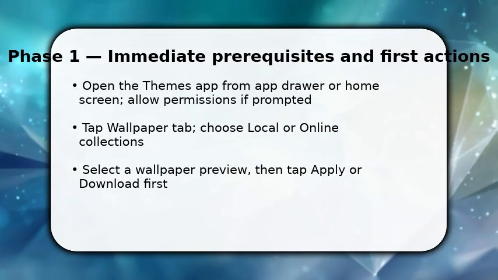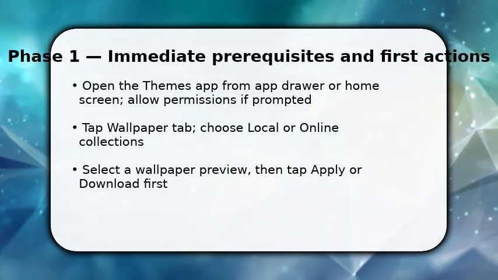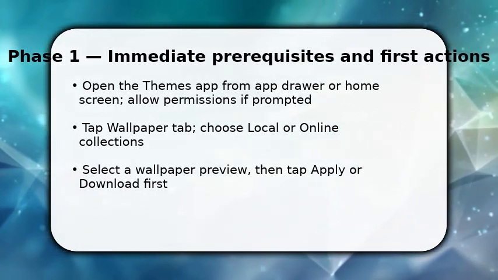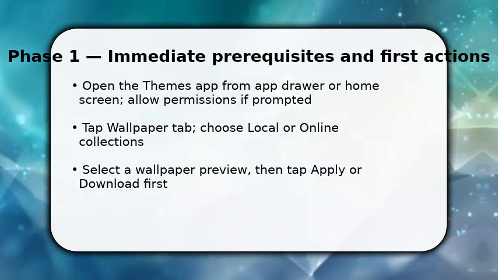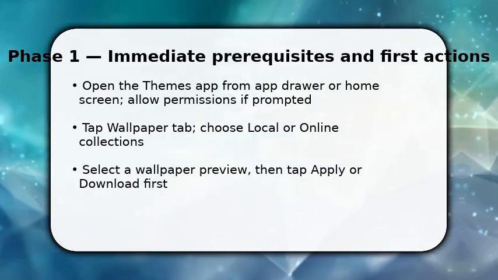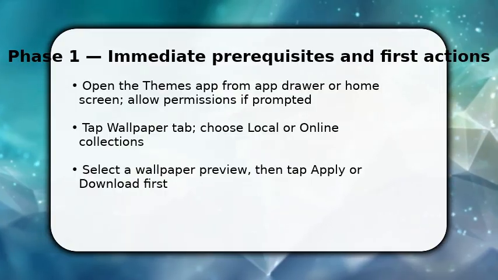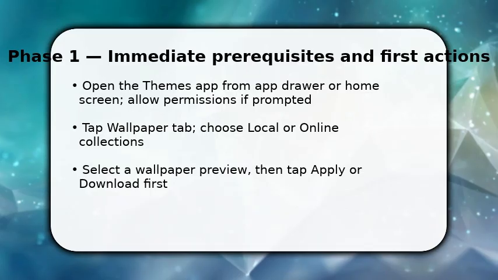You begin by opening the Themes app. This is faster than navigating settings. Once the app opens, go straight to the Wallpaper tab and grant any required permissions so images show correctly. Tap Local to use your photos or Online to browse curated designs.